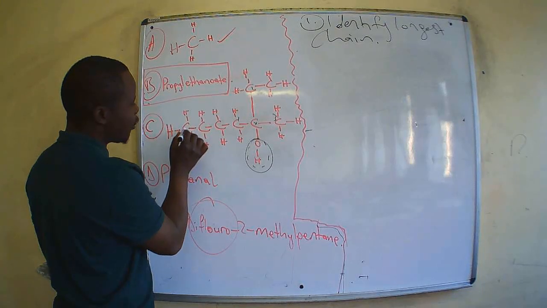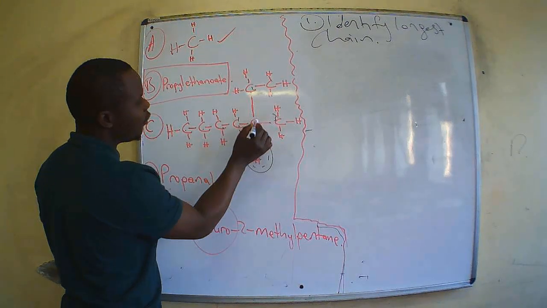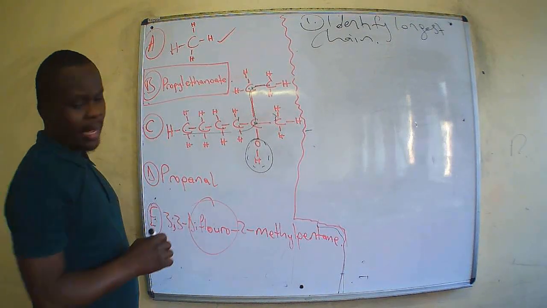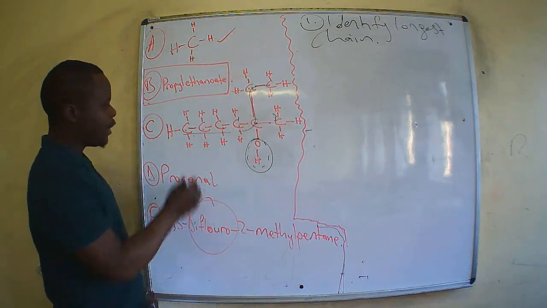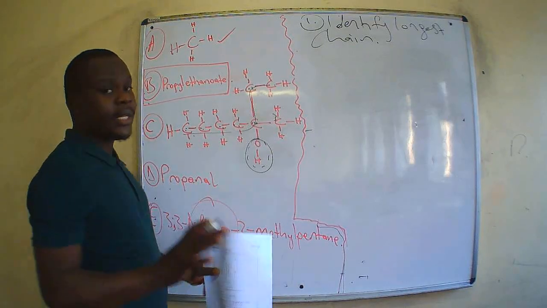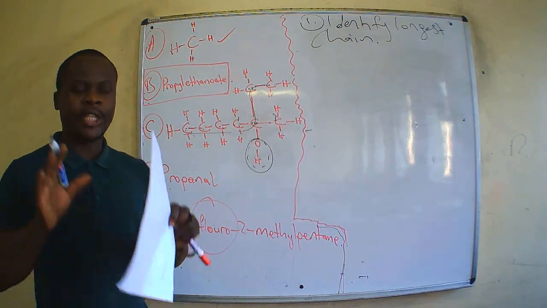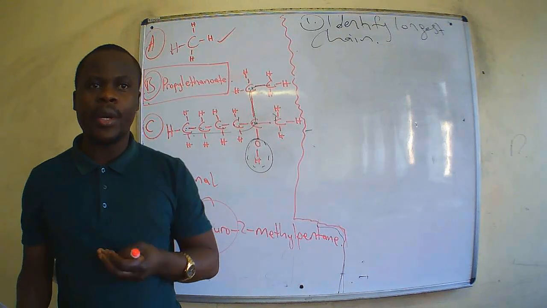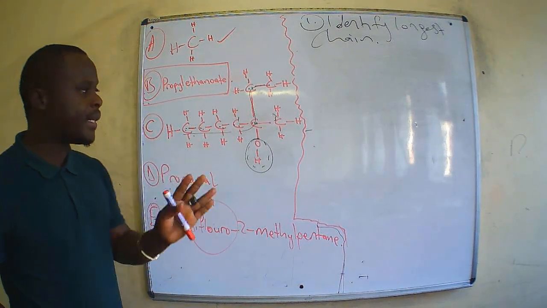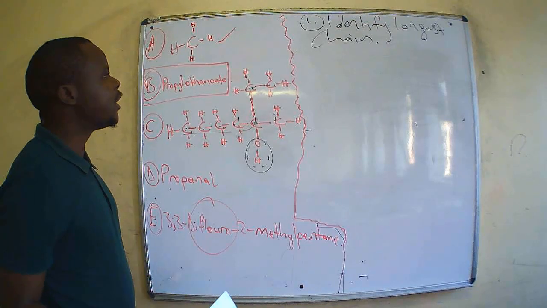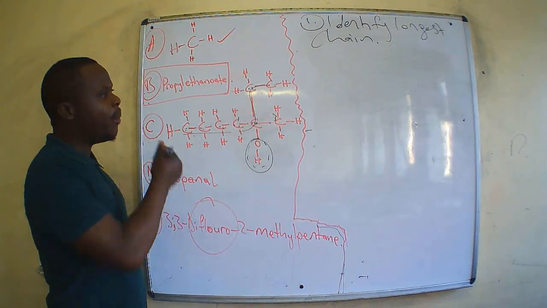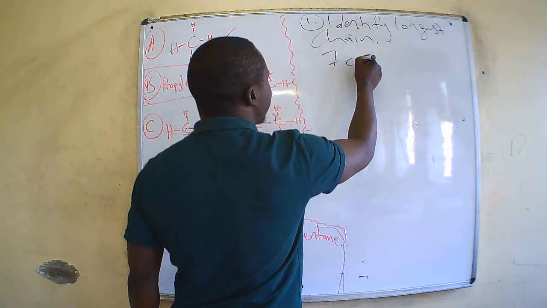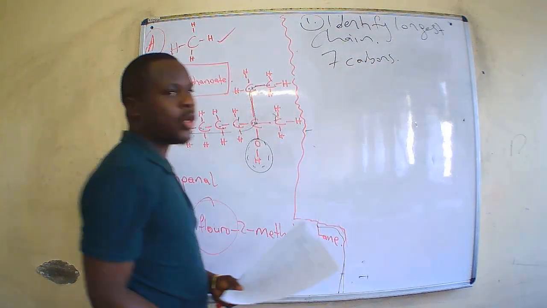The longest chain starts from here: 1, 2, 3, 4, 5, 6, 7. The way I've highlighted it, you can see it has 7 carbons. That is the longest chain. The longest chain doesn't need to be only horizontal, or only vertical, but identify the longest chain. We have 7 carbons in the longest chain.